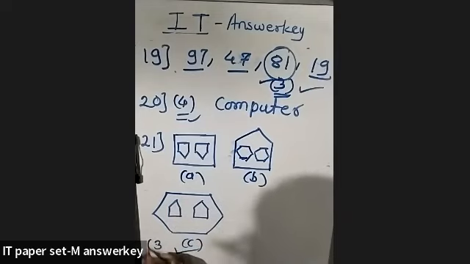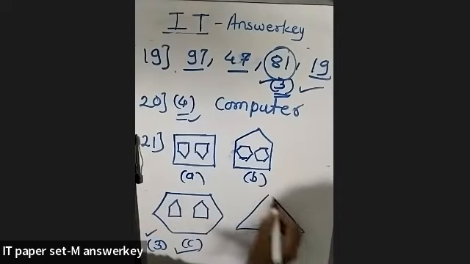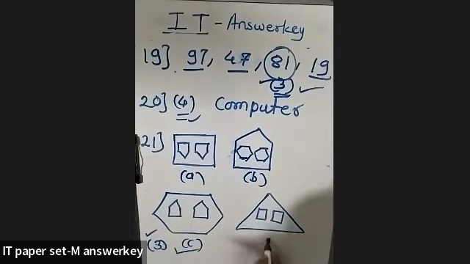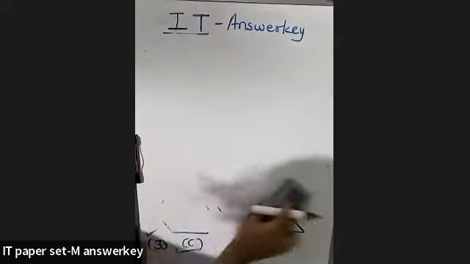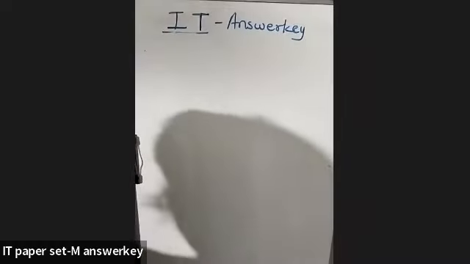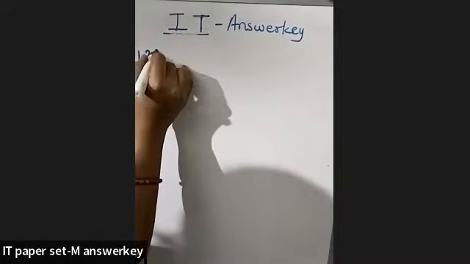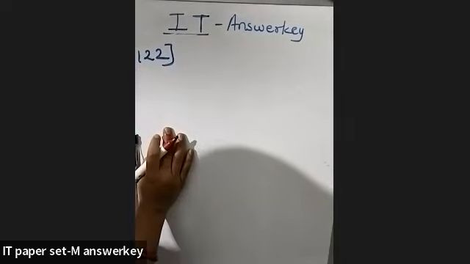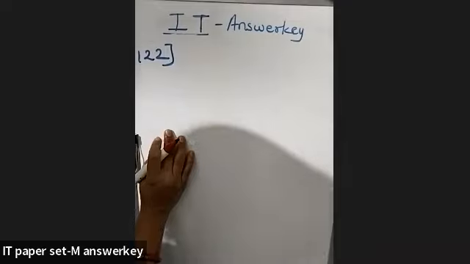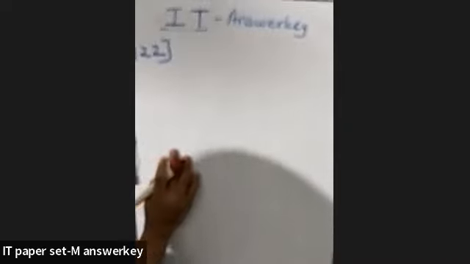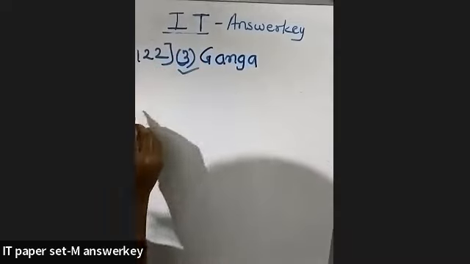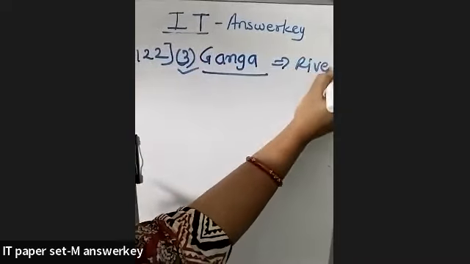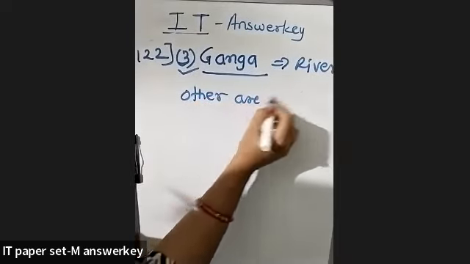That is option number 3 is correct. The fourth option is also correct. The outer shape is a triangle and the inner shapes are squares, so one side extra than the outer shape. So D is also correct, but only option C is the odd one. Now, question number 22. Find the odd one out. Kanpur, Vijayawada, Ganga, Guwahati. Others are names of cities. Only Ganga is a river. So option number 3 is the odd one because Ganga is a river. Others are cities.